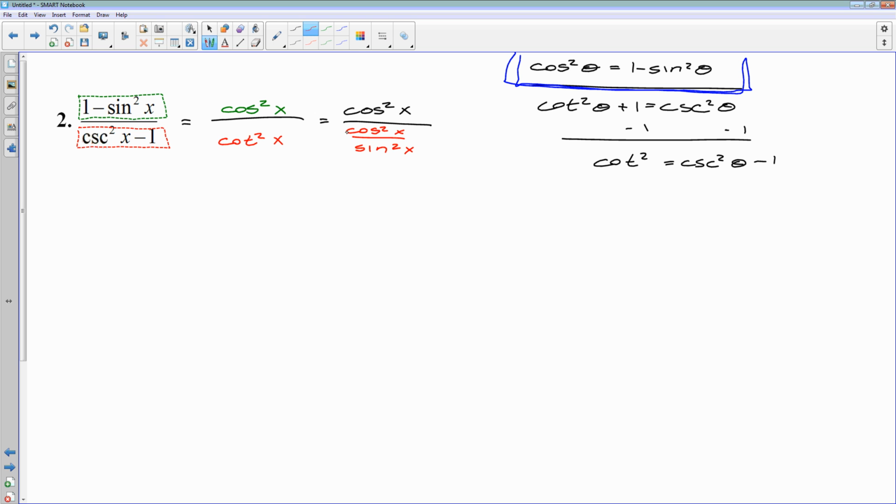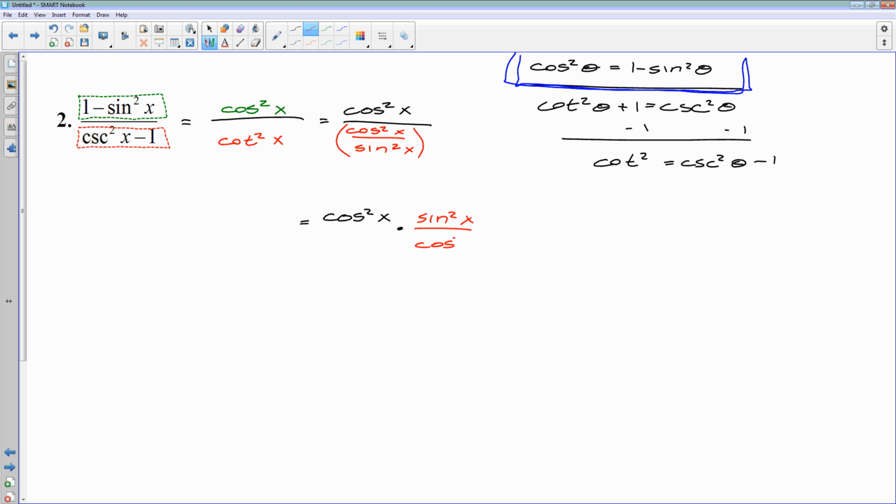So cotangent is cosine over sine. Since cotangent was squared, we will simply square each of them. Then if you are dividing by a fraction, it's cosine squared over that fraction. If you divide by a fraction, you multiply by its reciprocal. So I'm going to multiply by sine squared over cosine squared.